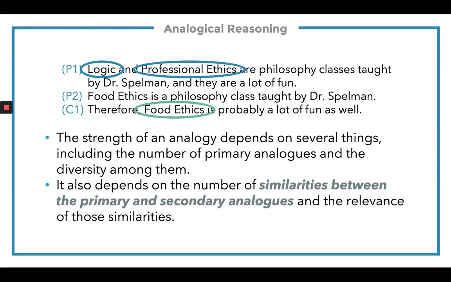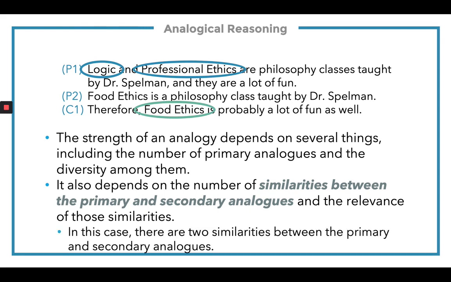The strength of the analogy also depends on the number of similarities between the primary and secondary analogs and the relevance of those similarities. So, what are we talking about when we're talking about the similarities? In this case, we've got two similarities between the primary and secondary analogs. So what is it that logic and professional ethics have and that food ethics also has? In this case, there are two.